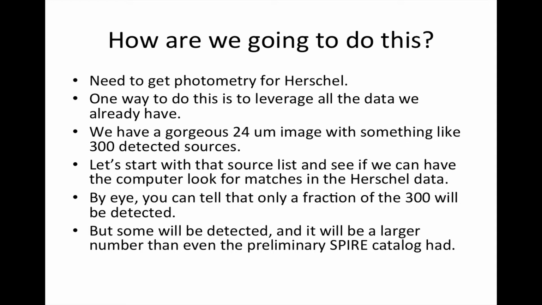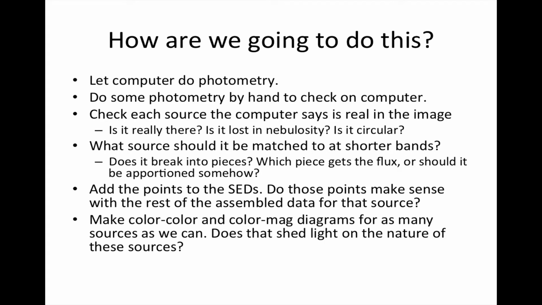So we're going to start with that list, and we're going to see if we can find matches in the Herschel data. And from looking at those images before, only some of those 300 are going to be detected. But we're going to find them. We're going to find the matches. So we're going to, to some extent, let the computer do the photometry, but we're going to do some photometry by hand to make sure that we understand what's going on.